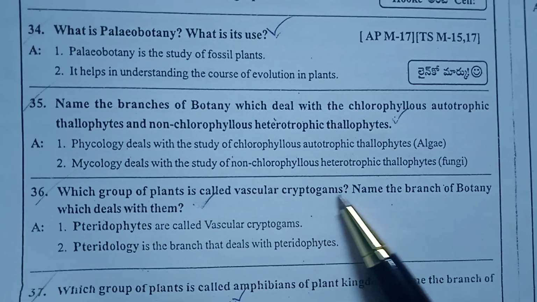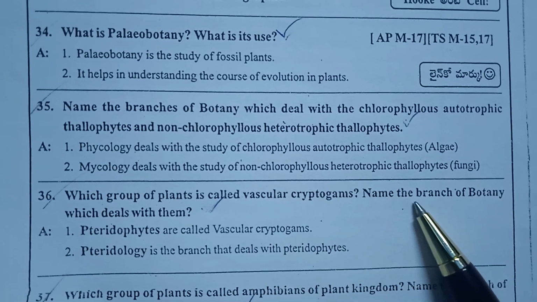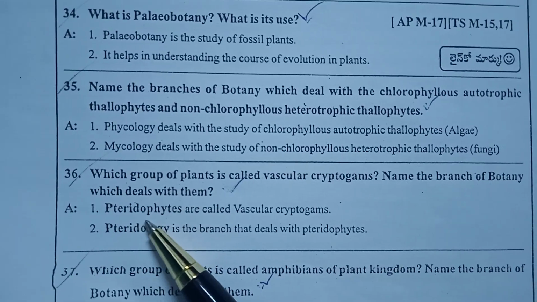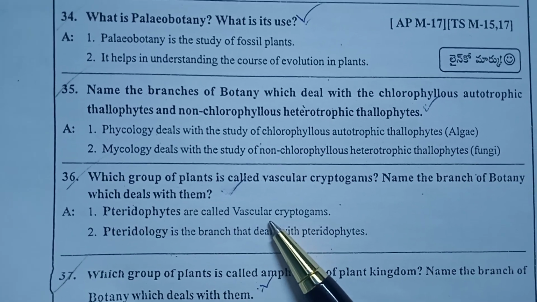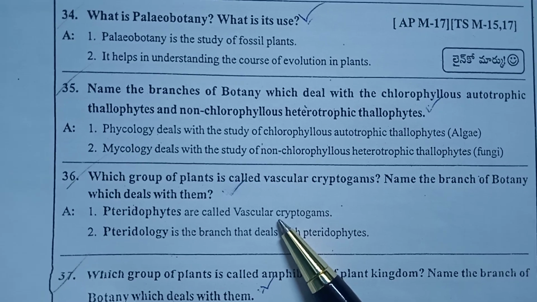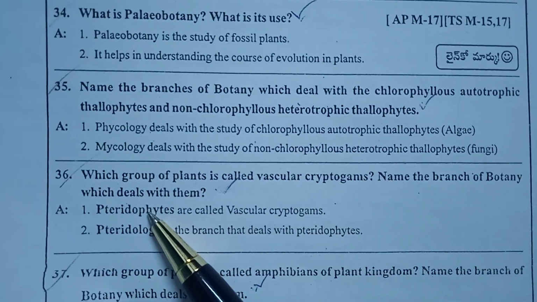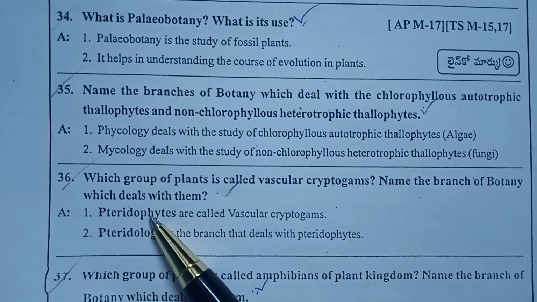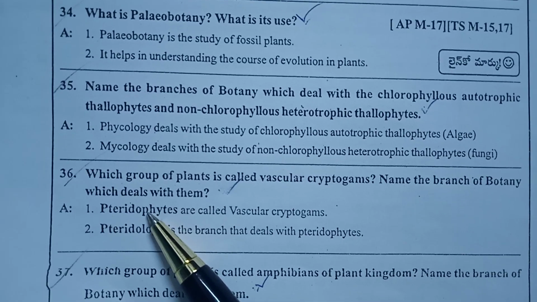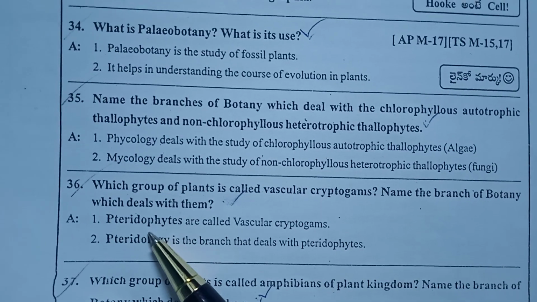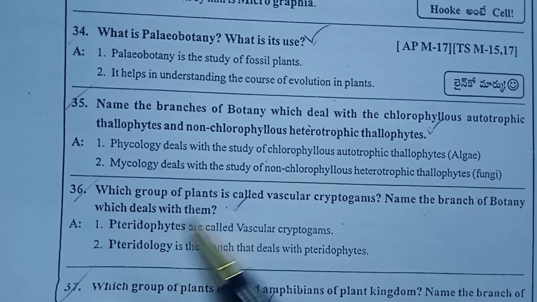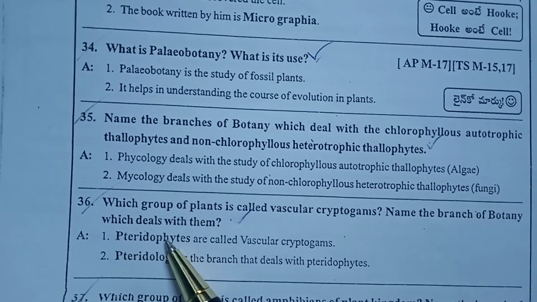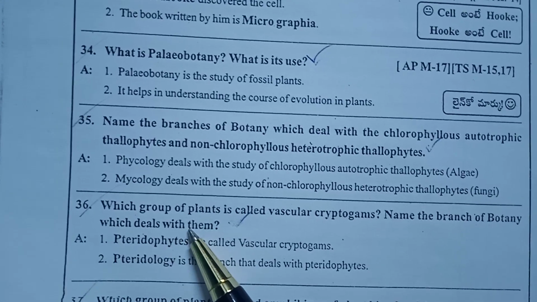Which group of plants is called vascular cryptogams? Name the branch of botany which deals with them. Pteridophytes are called vascular cryptogams. What is meant by pteridophytes? Pteridophytes means a flowerless green plant. It is one type of green plant which doesn't have any flower.